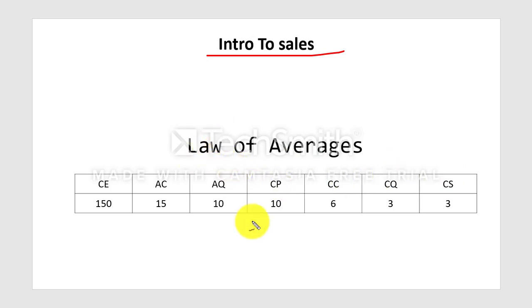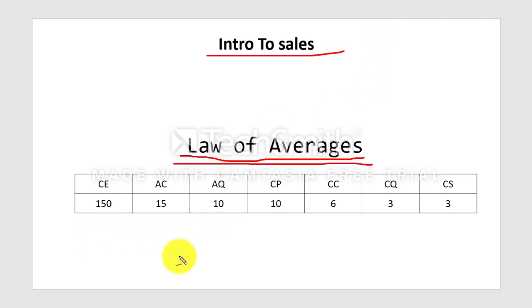I'm going to start with the basics, and then I'm going to run it down to you and explain the methodology behind this. Law of averages is probably one of the most important things that you're going to learn in sales. This is what separates a professional salesperson from an amateur, and I strongly believe that.